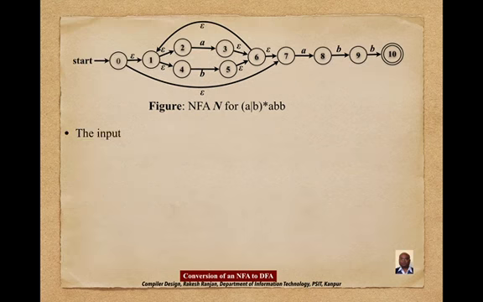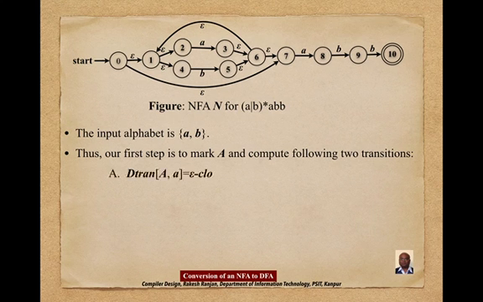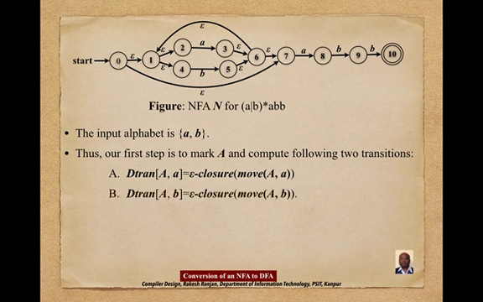Now what we need to do, the input alphabet is a, b. From state capital A we need to find a and b. So if there is input a from state A, where do we need to go? This will be the epsilon closure of move(A, a). Second, we need to find, if there is input b, where do we need to go. So each and every time we need to find the epsilon closure of move(A, a) and move(A, b).